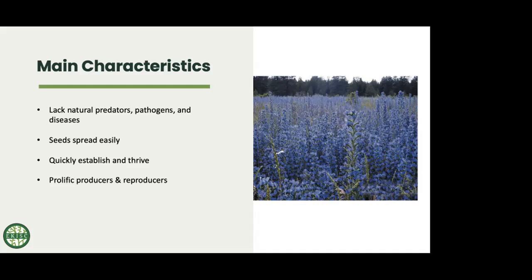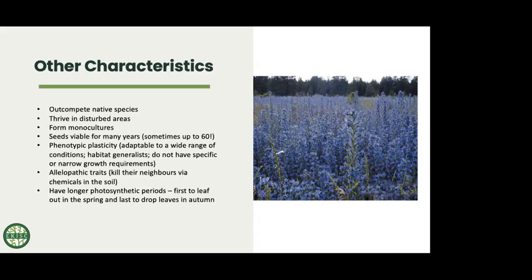They also have easily spread seeds, either by wind, water, animals, or clothing. Related to this, they are generalist plants that quickly establish and thrive, often in disturbed areas. And they're also prolific producers and reproducers. They can spread quickly, provide large amounts of seeds per plant, and the seeds can remain viable in the soil for years or decades for some plants. So the last 3 points there are not specific to invasive species. They are all general plant characteristics, but when they're added all together, they are what make invasive species so prolific.